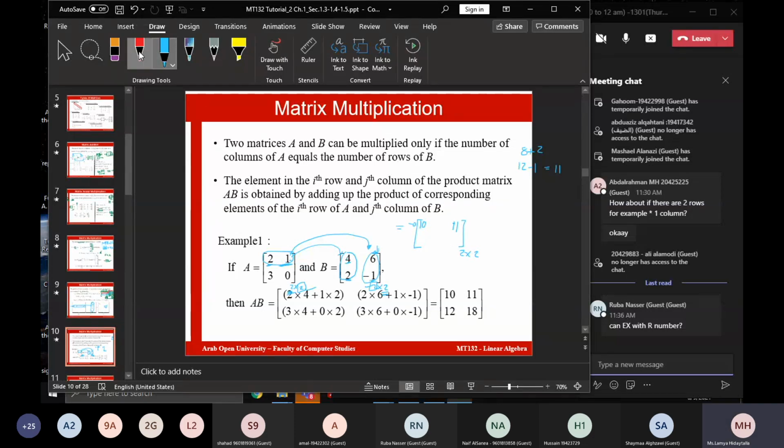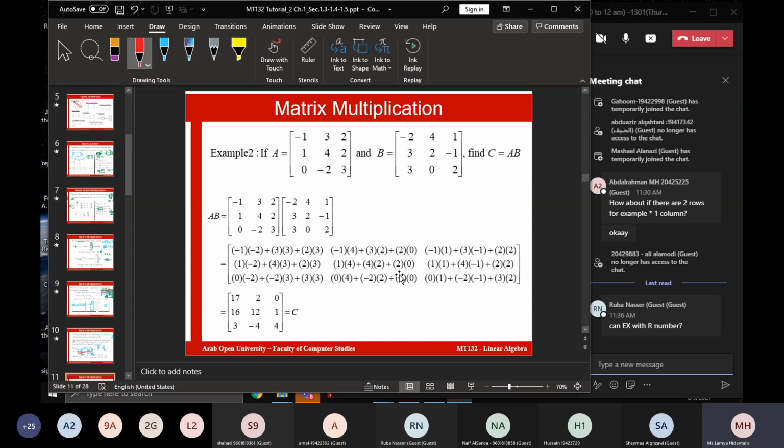And then next what do we do? We go to the second row, after we finish the first with each column. Then this one times here and then times there, correct? So we get 3 times 4, 12, plus 0 times 2, 0. It is 12. And then 3 times 6, 18, plus 0. So it is 18. So this is the resultant matrix. Is it clear? Clear for all?